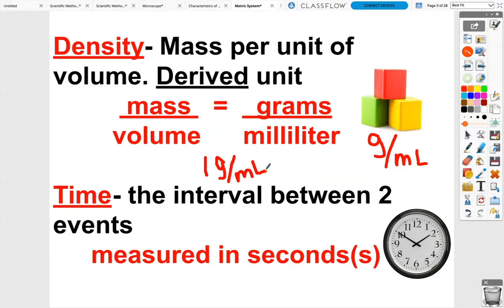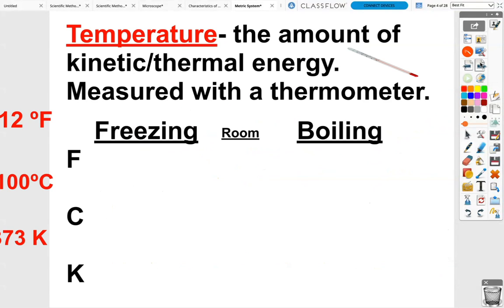The next unit of measure is time. If you're measuring time in a lab, you're typically measuring that in seconds. So that would be the SI, or the metric unit of measure, seconds for time. So I will go forward. Remember, if you're not caught up, you can pause this at any time and get your notes caught up.